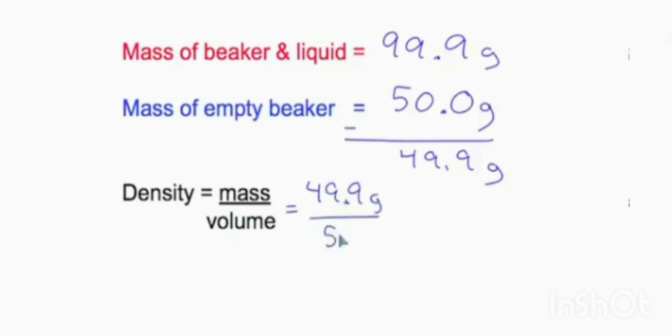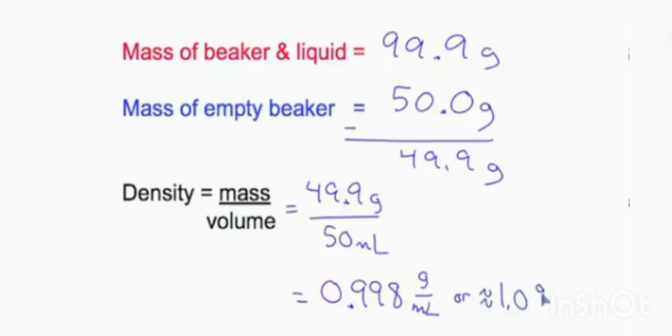Then you divide 49.9 over 50 milliliters, which is 0.998 grams per milliliter, which is also the same as 1 gram per milliliter when we round off.